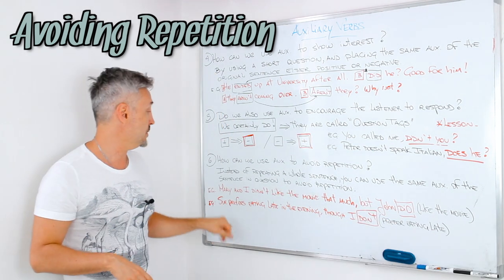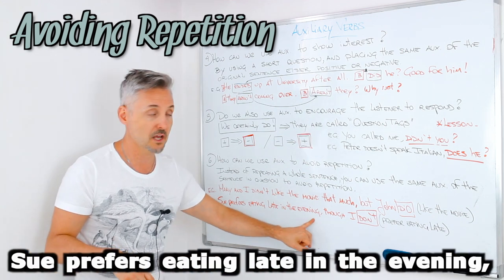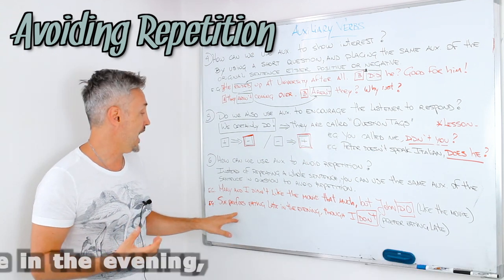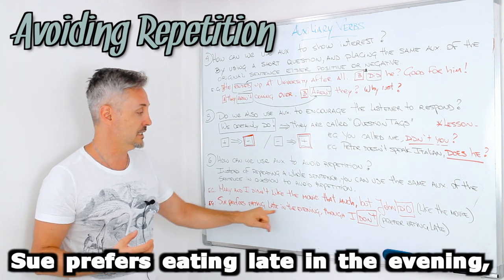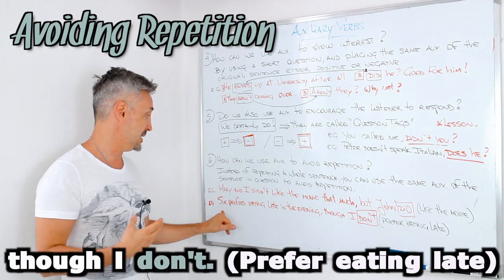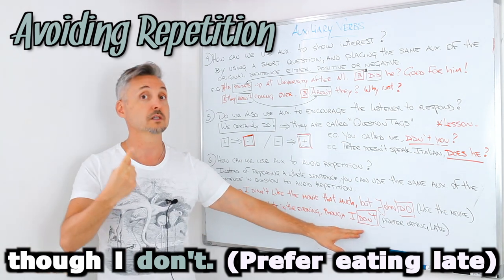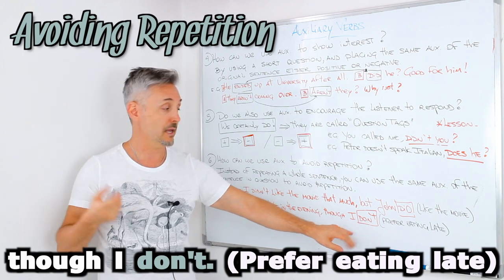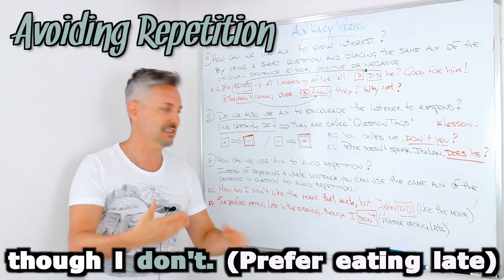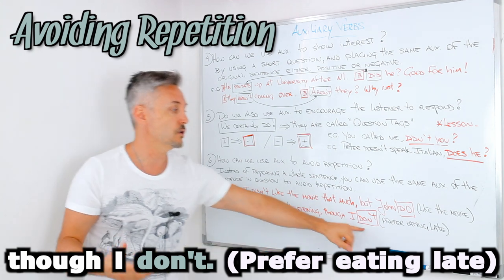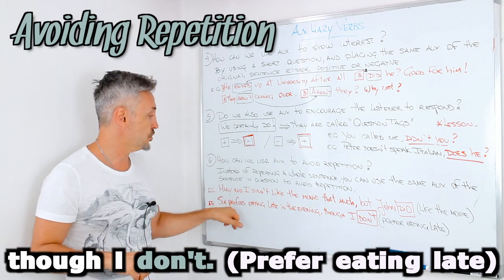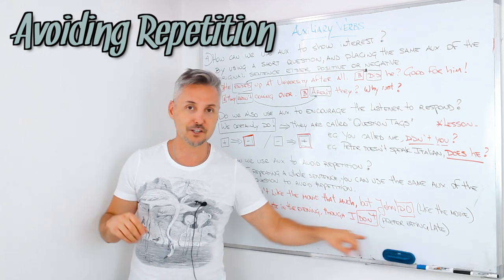Now, another example, Sue prefers eating late in the evening, though I don't. So you can see that this is the present simple and it's the third person singular, so prefers eating late in the evening. Though I don't, so the same auxiliary of the present simple, in this case the first person singular, would be do, right? The auxiliary. So, I do not prefer eating late. So, to avoid repeating prefer eating late in the evening, we just use the auxiliary of the original sentence. So, I don't. Sue prefers eating late in the evening, though I don't.